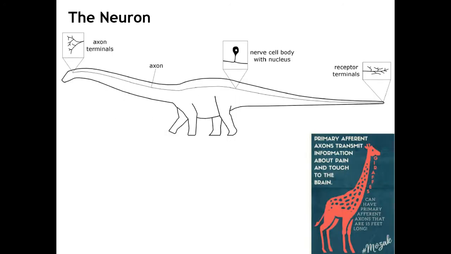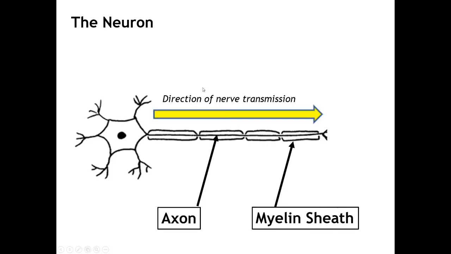The axon is by far the largest part of the nerve fiber. If we imagine something like a giraffe, they can actually have axons which are 15 feet long, which is very, very long. And things like the sauropod dinosaurs could have ones that were up to 50 feet long from the tip of the tail to the brain.